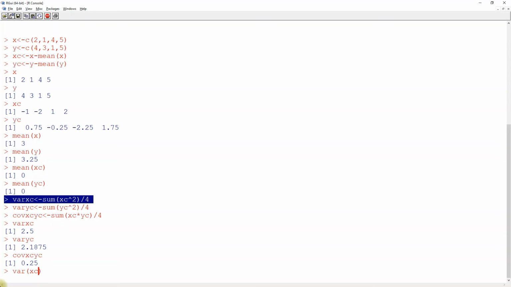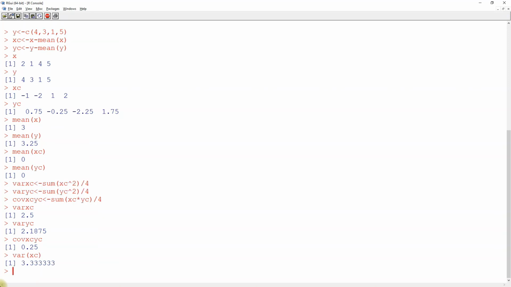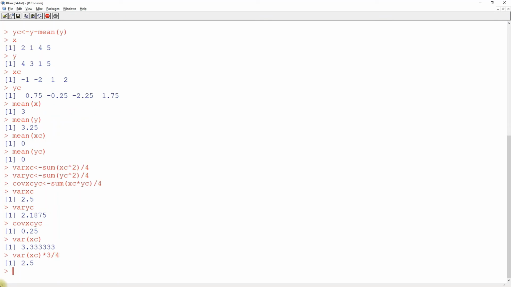Because if I just do variance of xc, you will see that I will not get exactly 2.5. You see, I get something else. But if I do variance of xc multiplied by n minus 1, which is the sample size 4 minus 1, which is 3, divided by n, which is 4, you will see that now I get the same variance. So just bear in mind that the variance function that R gives you is not the population variance, but the sample variance. This is why you have to do this small manipulation if you want to get the same variance that I'm explaining here, to be consistent with what I'm showing.